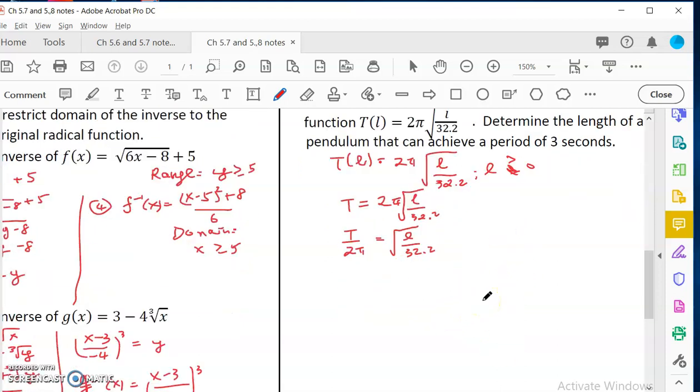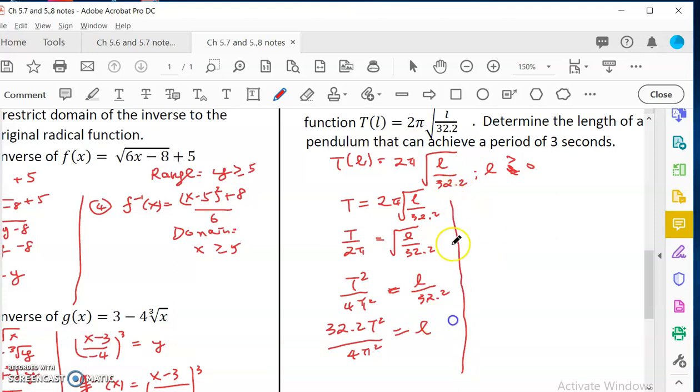So then I'm going to square both sides to get rid of the square root. So it'll be T squared over 4 pi squared. I have to square the top and bottom. So it'll be L over 32.2, right? And then I solve for L by multiplying by 32.2: L equals 32.2 T squared over 4 pi squared. So this is the function that would let us find L. I can write it in function format like this: L of T equals 32.2 T squared over 4 pi squared.